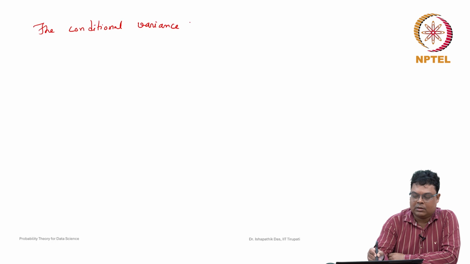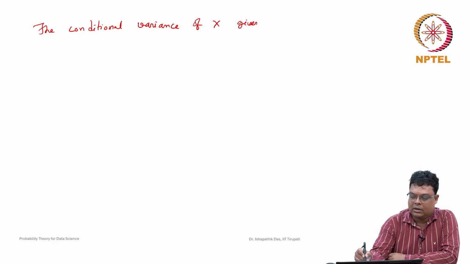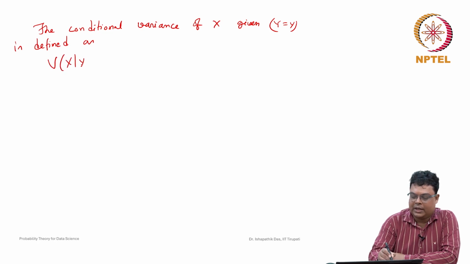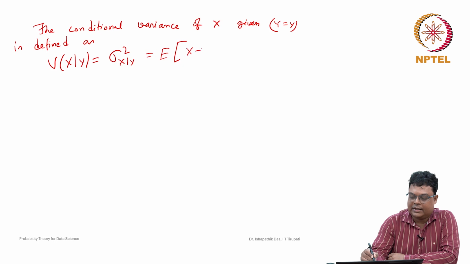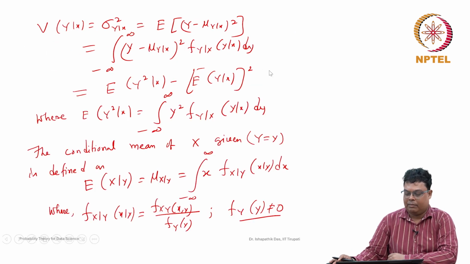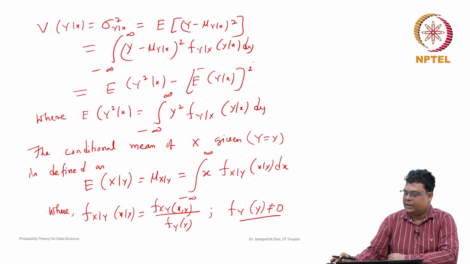Then how do we find the conditional variance of x given y equal to y? The conditional variance, with notation sigma square of x given y, is defined as the integral of (x minus mu of x given y) whole square times the conditional probability density function of x given y, dx. Earlier we computed it for y given x; here it is x given y.